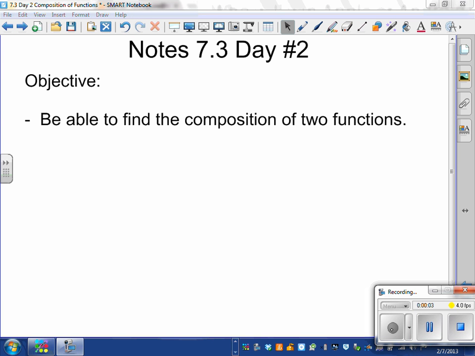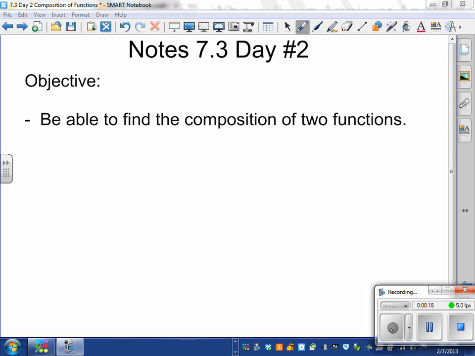So this is a continuation of the notes that we did in class today. Your homework is to just fill it out all the way to the end. If you guys want, you can fast forward to wherever we left off in your particular period. So today is note 7.3, day number 2.